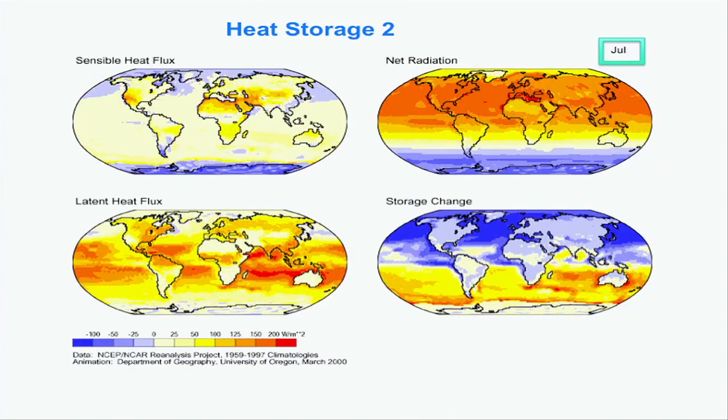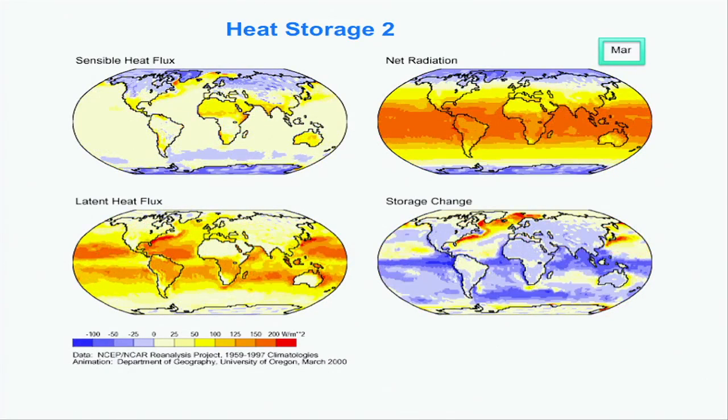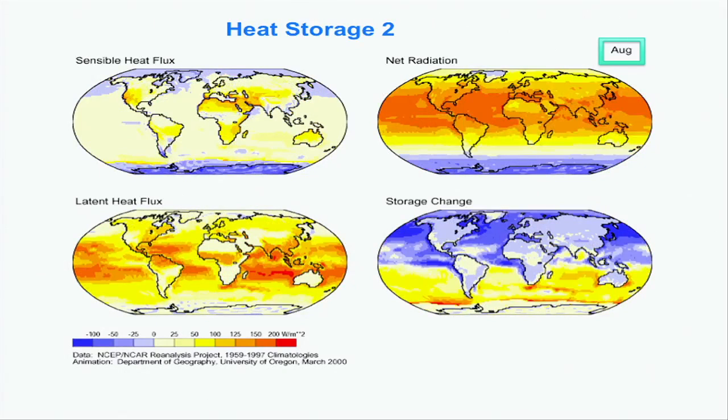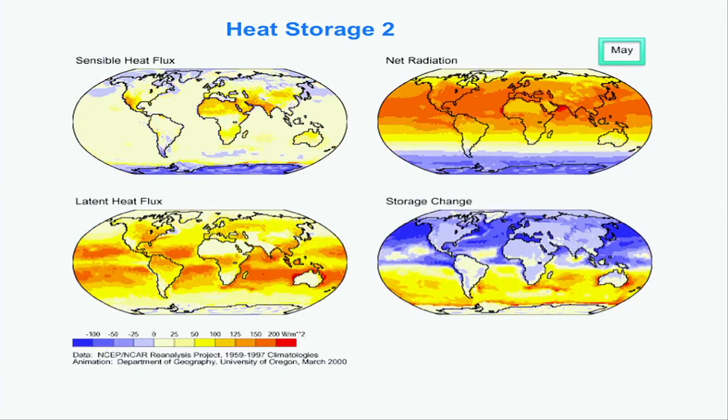So the amount that's actually going to be stored prior to release is shown in this final diagram here. And again, you can see this migration to the northern hemisphere as we go through the year. And then as we go back to later in the year, we see a reversal. So go through those pictures and make sure that you understand some of the processes that are going on.